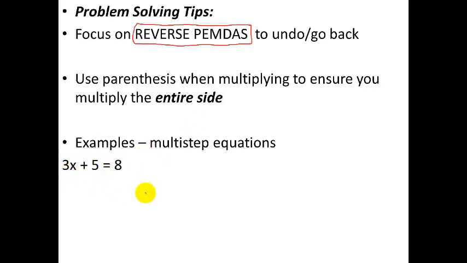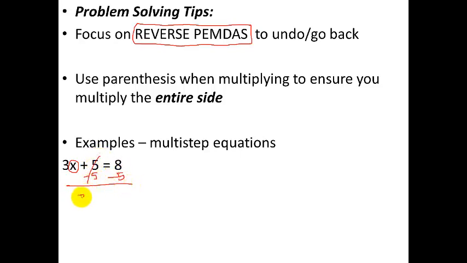3x plus 5. If you were to follow PEMDAS and you look at the variable here, the first thing happening to it is it's being multiplied by 3, and the second thing that's happening is it's having 5 added. So when you work backwards, you want to undo those in reverse. The last thing that happened was the plus 5, so that's the first thing that we can undo. Subtract 5 on both sides.